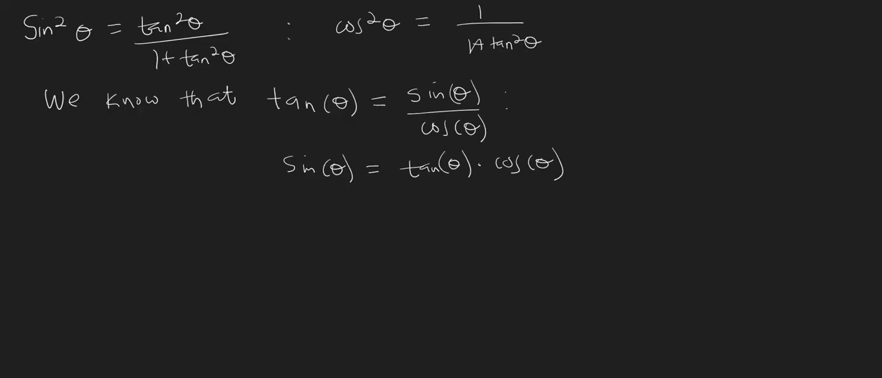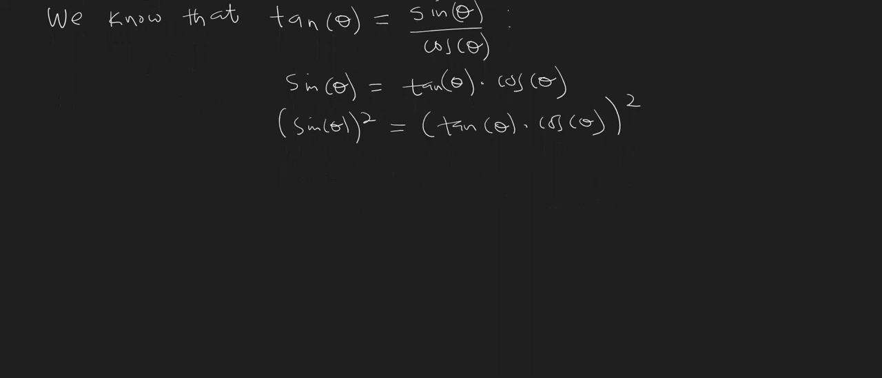So what if we square both sides? So we can take the square on both sides. So it means we are squaring sine theta on the left hand side and tan theta cos theta on the right hand side. And this one evaluates to sine squared theta equal to tangent squared theta cosine squared theta. Now let's call this one equation, let's say A.